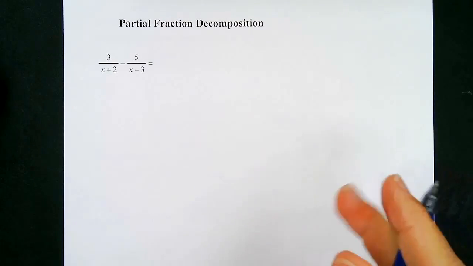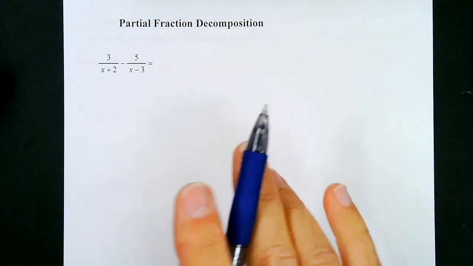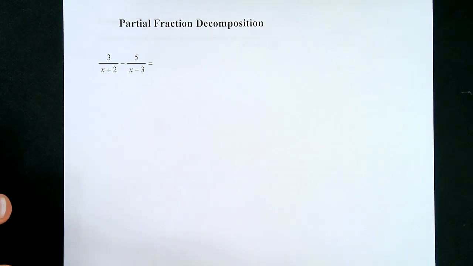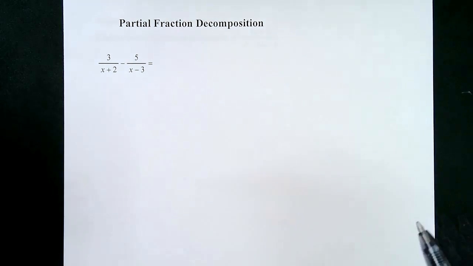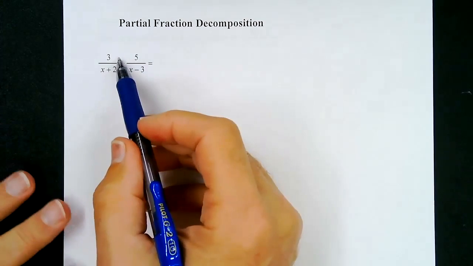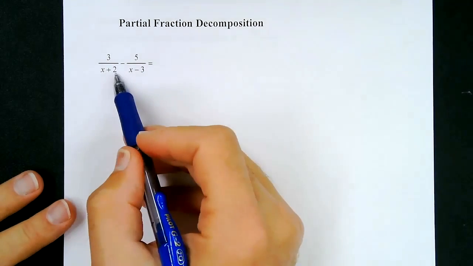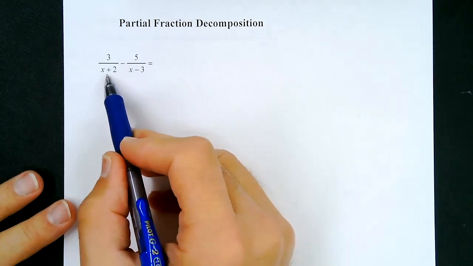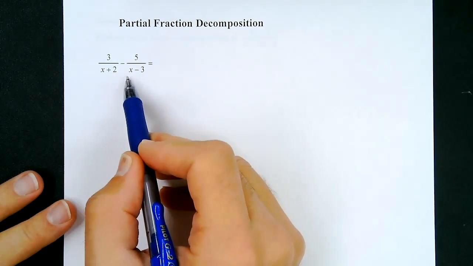Today, what we're going to talk about is partial fraction decomposition. And I want to look at a problem first to describe what partial fraction decomposition actually is. So if we take this rational function, 3 over x plus 2 minus 5 over x minus 3, to subtract these, we need to get a common denominator, right?